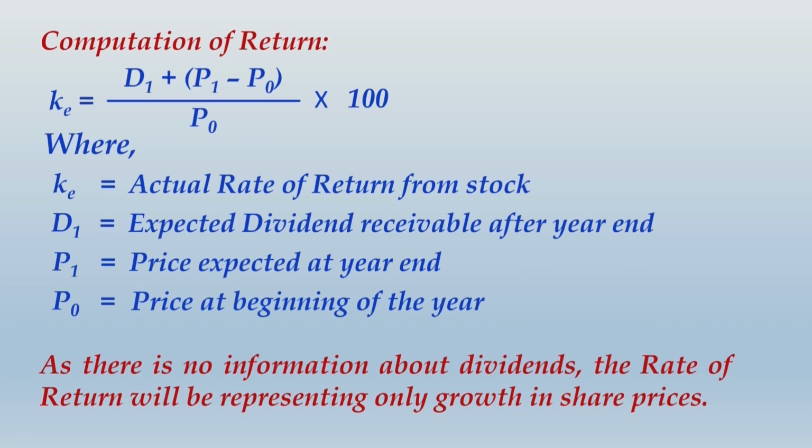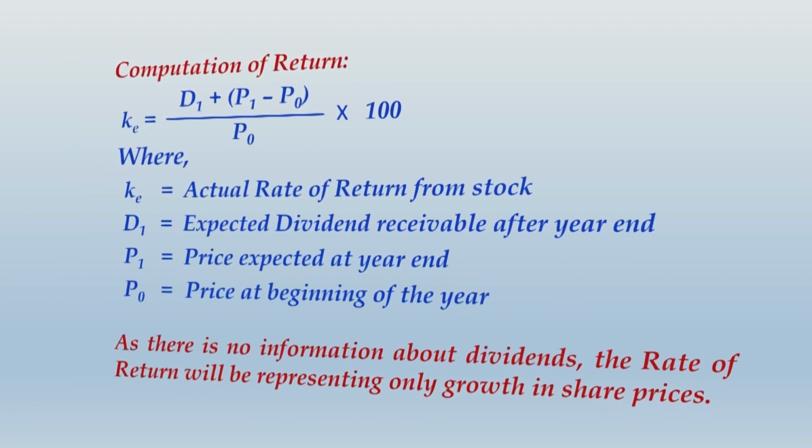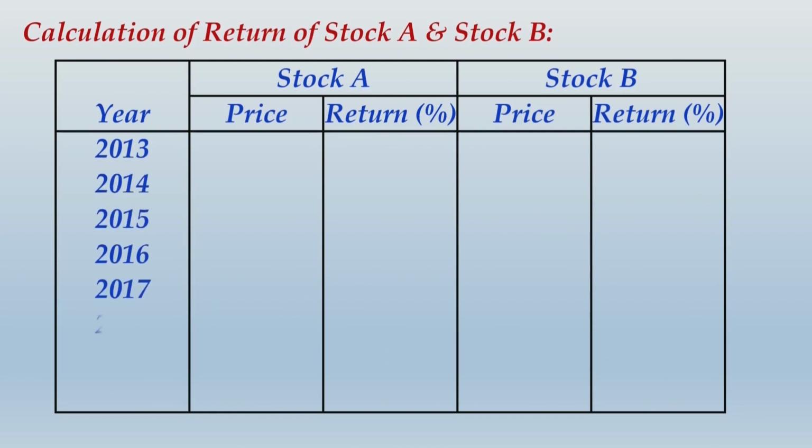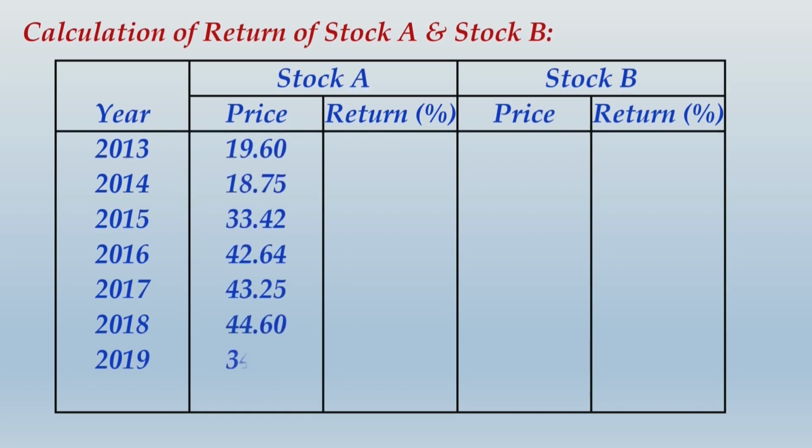Alright friends, once you have completed writing this whole thing, let us move ahead and start calculating the rate of return for the two stocks A and B. Now here you need to take a small precaution. You have been given data from the year 2013 to 2019. That will be data for 7 years. Now we have the data in the form of the share prices. So as I told you, we don't have information about dividend. So the only thing you can do is compare the share prices and determine the growth rate, and such growth rate will represent the rate of return.